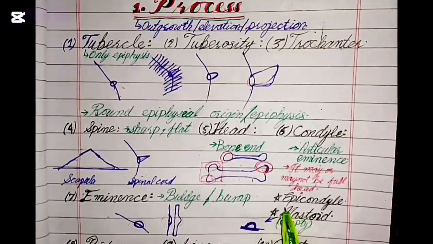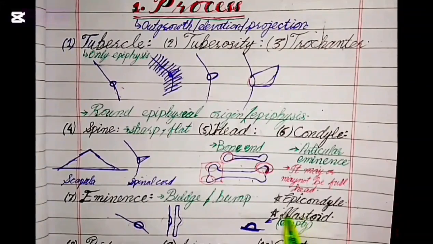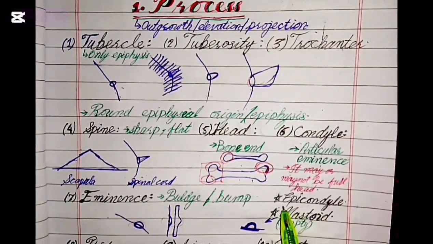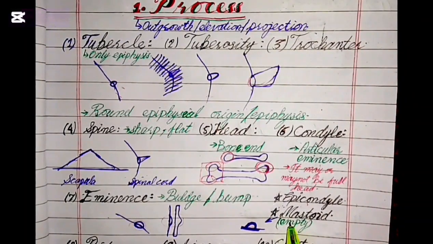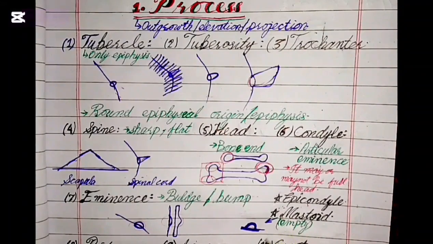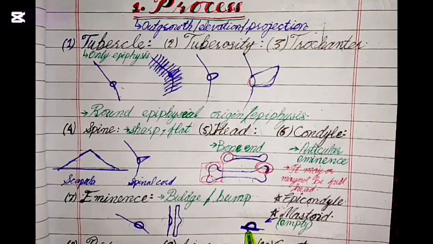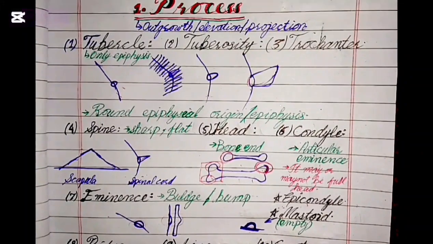Now, epicondyle: the word means epi, above the condyle. It is non-articular, a modified eminence, meaning an eminence that is present above the condyle. And mastoid. Mastoid is a type of eminence that is mainly present in the skull near the ear. It is a type of hollow eminence, empty from inside.